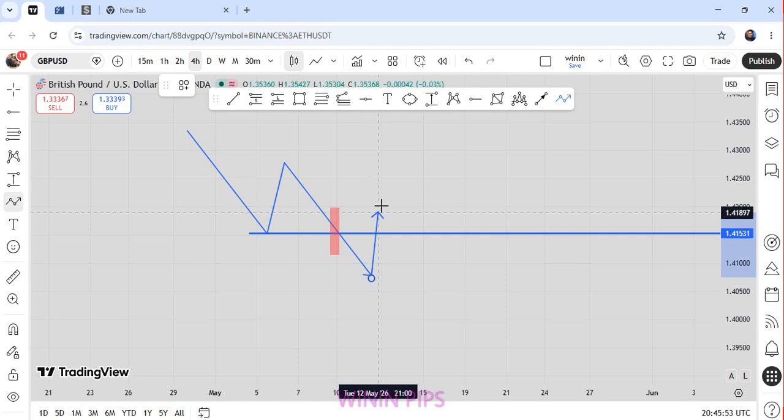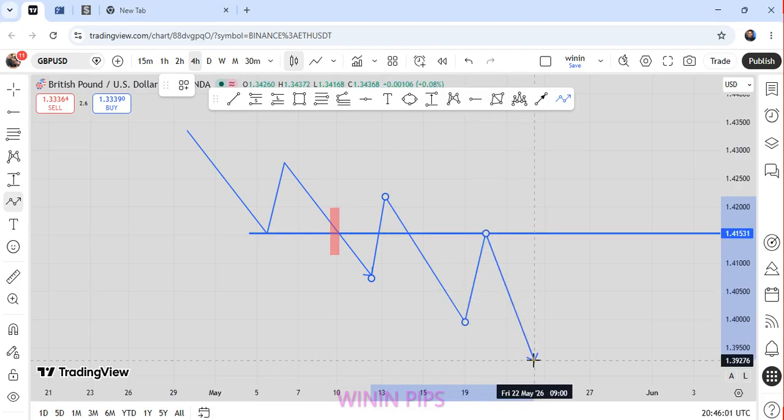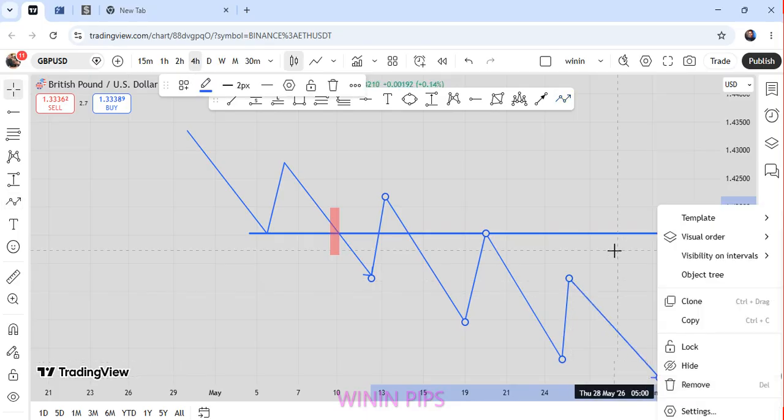So it pulls back, then it comes. So lower low, lower close, pull back, lower low, lower close. Then you are in a downtrend. Lower low, lower close, in that order. So this was a downtrend.